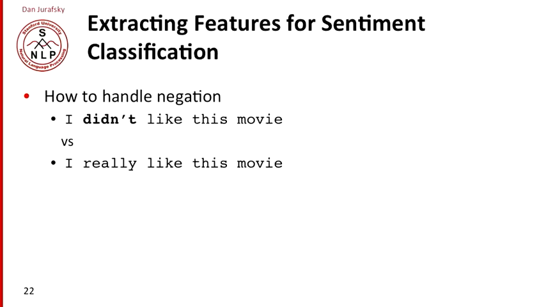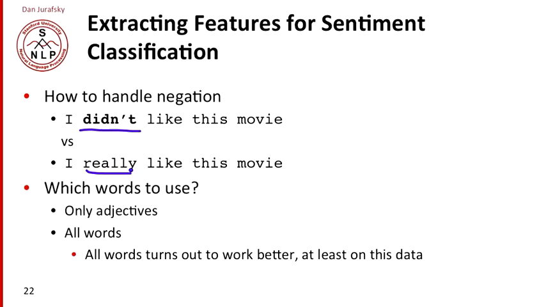So a number of issues come up in extracting features for sentiment classification. One is negation. It's very important to detect negation in a word like didn't, so we know that I didn't like this movie should be quite different from I really like this movie. So we're going to need to deal with negation. And we also have to deal with the question of which words to use. We might want to use just adjectives. We might want to use all the words in the text. It turns out that at least on this IMDb data, and maybe in general, looking at all words is better than looking at just adjectives, because often verbs or nouns or other words give us a lot of information about sentiment. So how do we deal with negation?